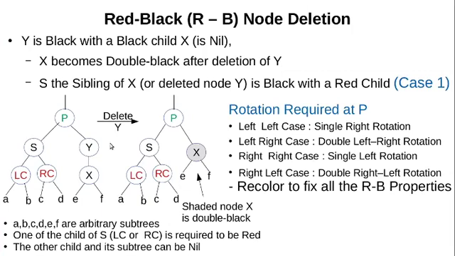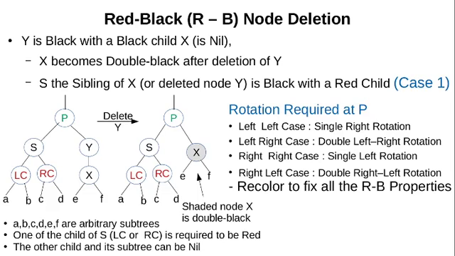Let's discuss case 1 now. Let Y be the physically deleted node. Y is black and X is its single child. X is also black. The only way this can happen is when X is nil. When Y gets deleted, X becomes double black. The double blackness in the tree is shown using a shaded node here.